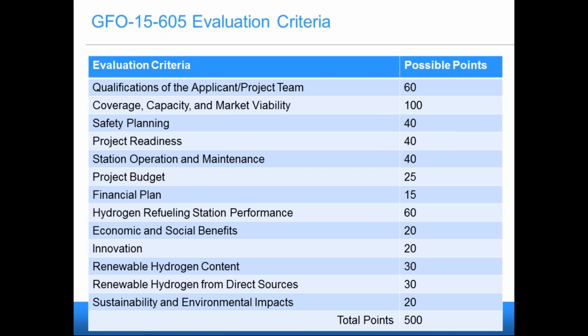So the total points that could be earned under this solicitation were 500, and 100 specifically was for coverage, capacity, and market viability. So it was the criteria that offered the most points, 20% of the possible points. And just a reminder that the passing score was 350 out of 500, or 70%. So that's what the score, the point was for passing or not passing in this GFO.